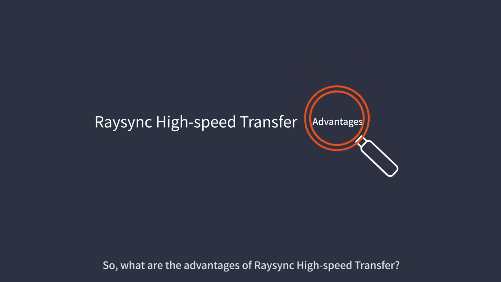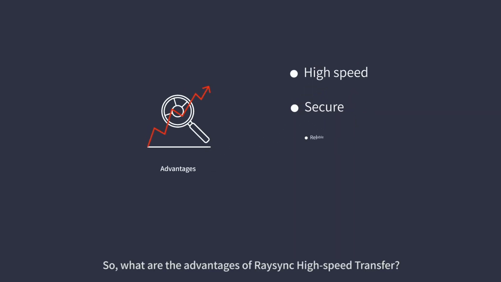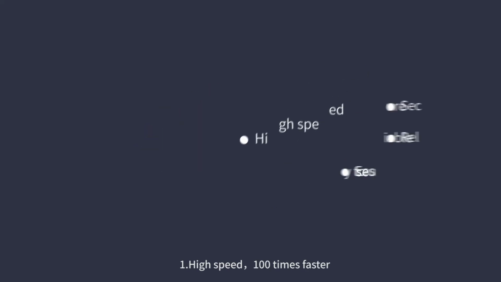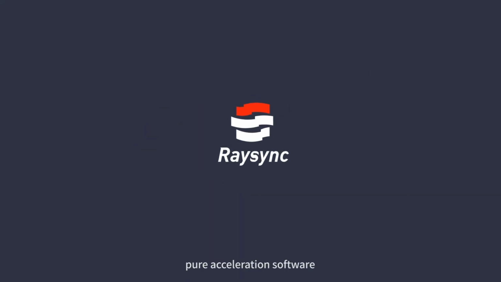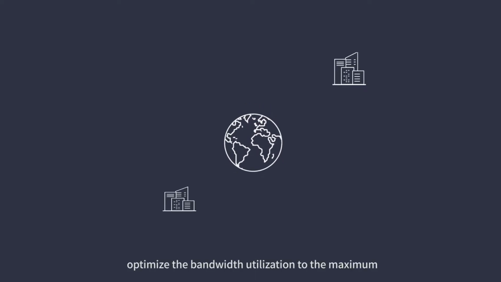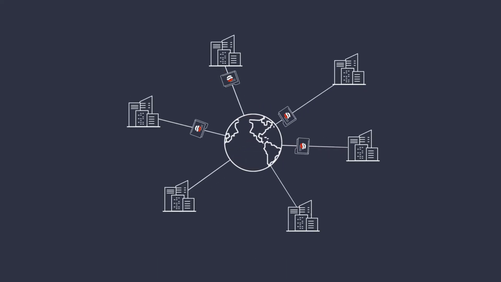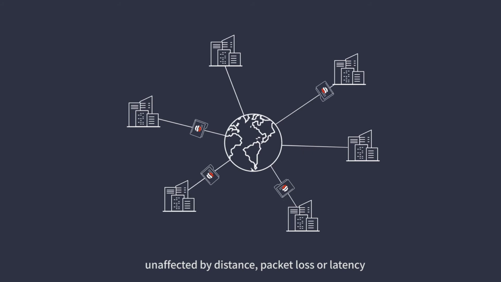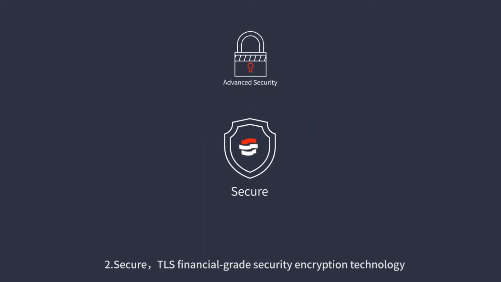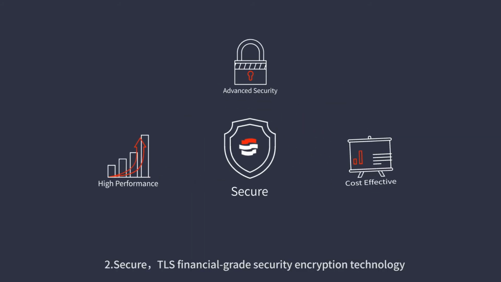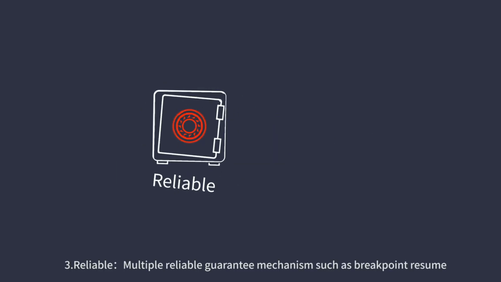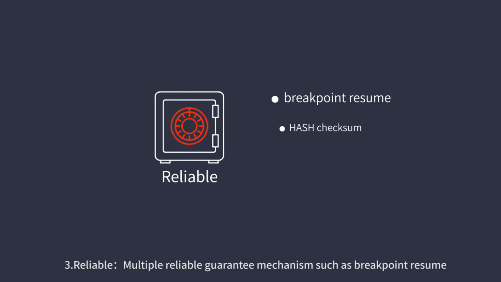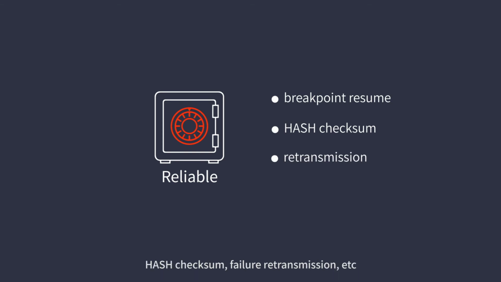So, what are the advantages of Raysync high-speed transfer? 1. High speed, 100 times faster. A self-developed high-speed transmission engine, pure acceleration software, optimizes the bandwidth utilization to the maximum, unaffected by distance, packet loss, or latency. 2. Secure. TLS financial grade security encryption technology, multi-layer channel encryption to ensure data security. 3. Reliable. Multiple reliable guarantee mechanisms such as breakpoint resume, hash checksum, failure retransmission, and etc.